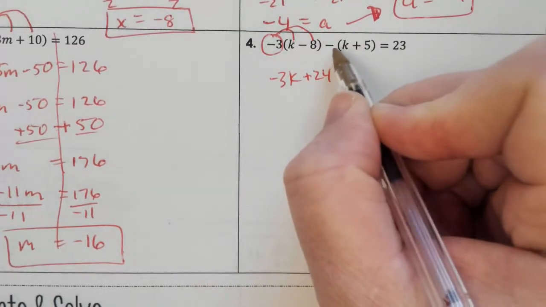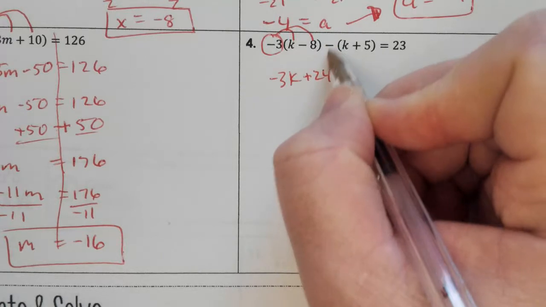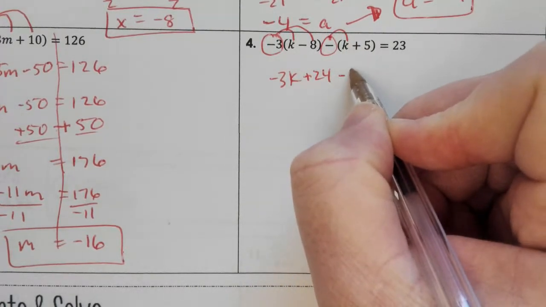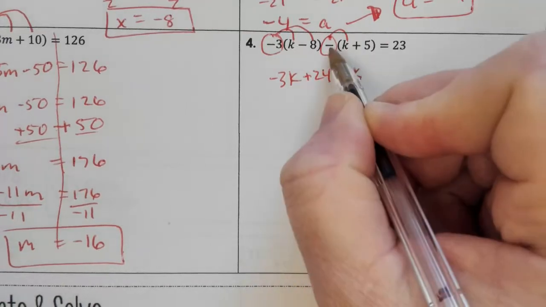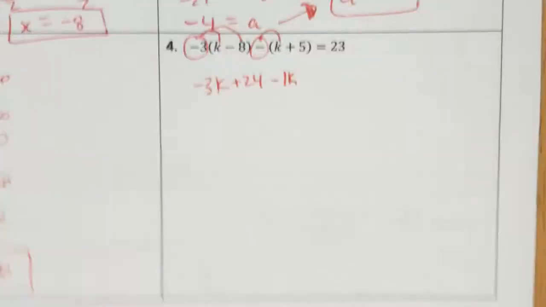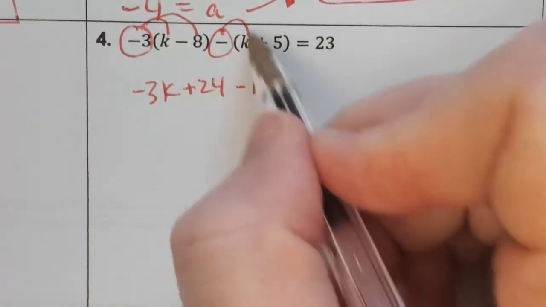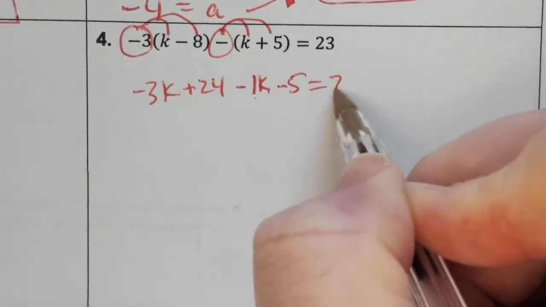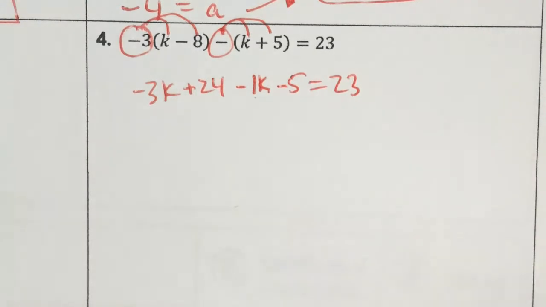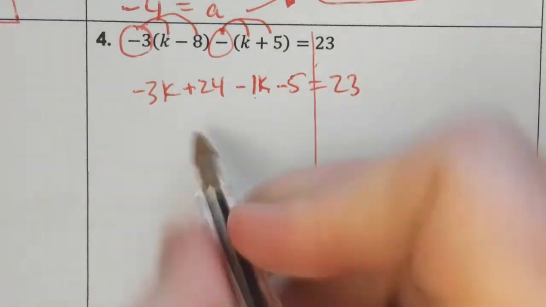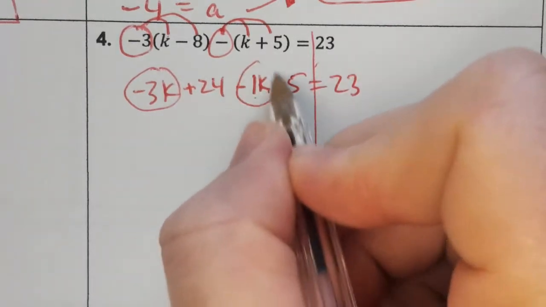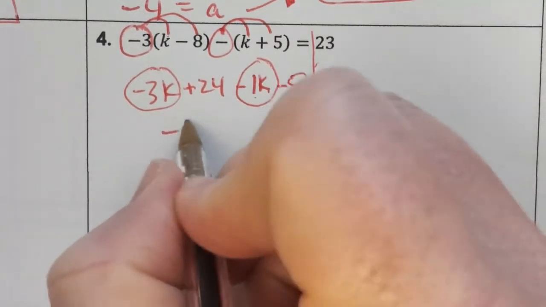Now I want to distribute this negative to both of these. Basically I'm just changing the sign. This now turns into a minus 1k, and I'm going to put a 1 in front of it because that's a negative 1. I'll zoom in a little more. That's a negative 1k, and that would be a minus 5 is equal to 23. And now you're in familiar territory. When you're on the same side of the equal sign, do the same operation it already says. Negative 3k and a minus 1k makes negative 4k.